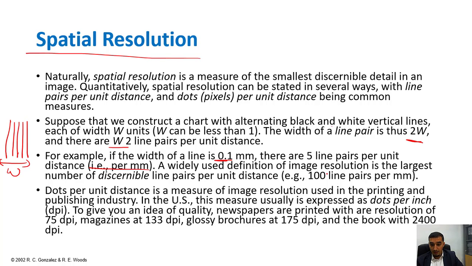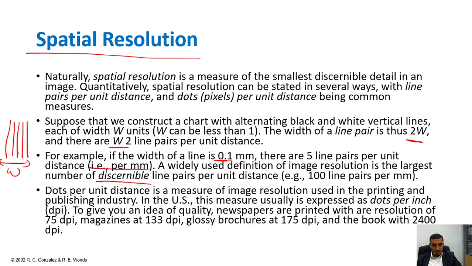A widely used definition is that image resolution is the number of discernible lines per unit of distance. If you have high resolution, this means you can have more lines. As you zoom in, you are going to see more and more lines inside your image. Keep zooming in, you are going to find more and more lines in the image.